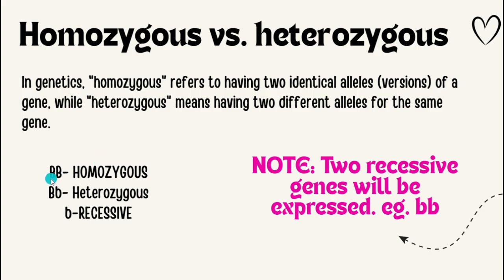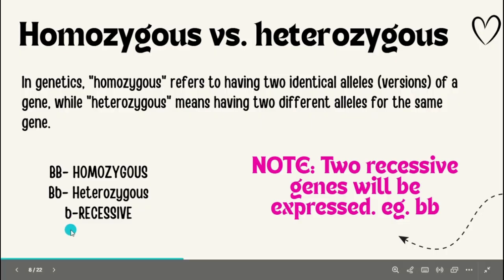So in the example here we have 2b. You have big B, that's homozygous because both alleles are the same, both genes are the same, right? Big B. And then you have heterozygous, which means that they're different. So it means that one of them is different. So you have big B, little b. And obviously recessive, right? You have little b.